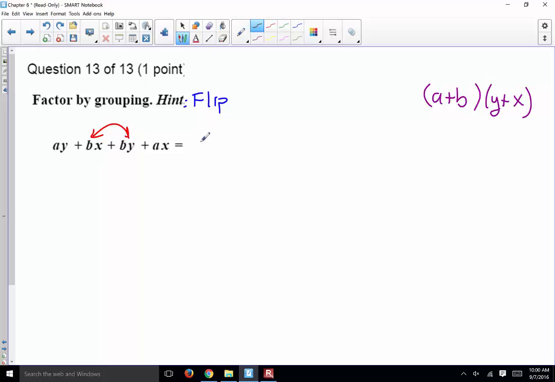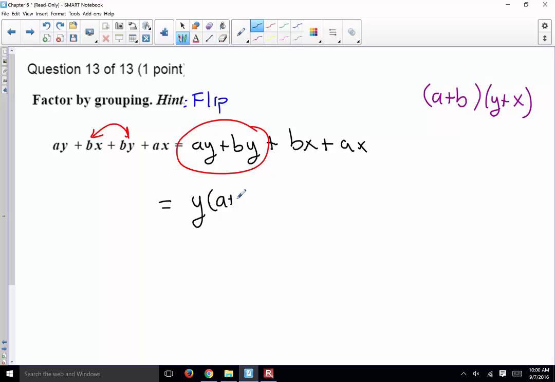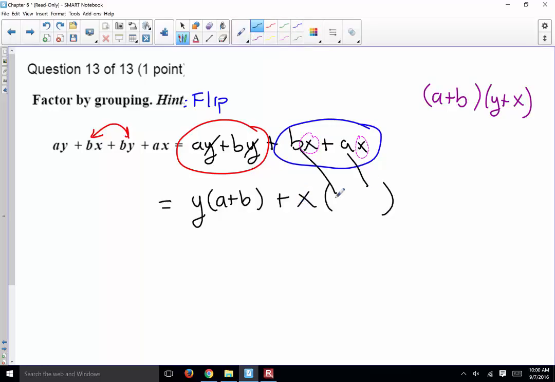And we get AY, BY, BX, AX. And then, voila, what is common between these guys? It's Y. So I have A plus B left when I remove them. What is common here? X's, right? So when I call X out, it's B and A left.